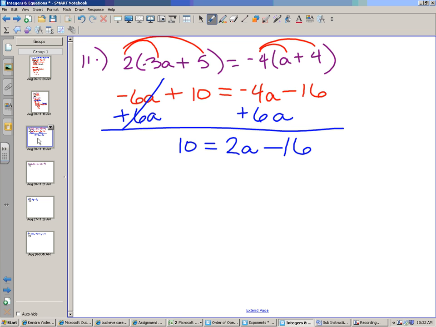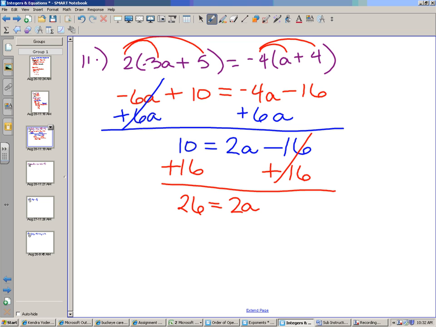The 16 is attached to the 2a by subtraction, so the opposite of subtraction is addition. So I'm going to add 16 to both sides underneath its like term. Working from what direction? Left to right. I'm going to go ahead and add straight down to give me 26 is equal to, bring down my 2a, and my 16s cancel out.